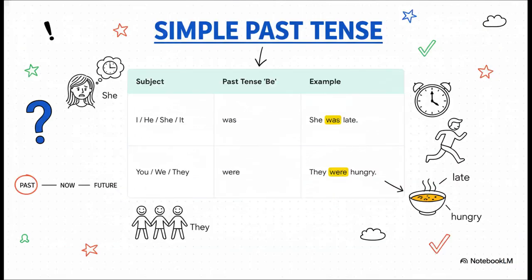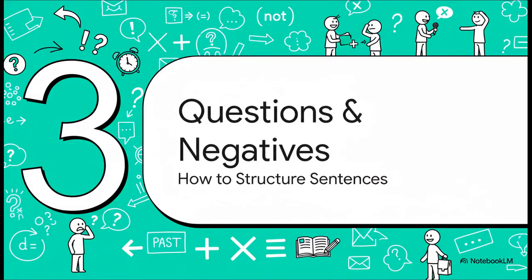And then we have our super special verb be. What makes it so special? Well, it's the only verb in the simple past that actually changes depending on who you're talking about. So for I, he, she, and it, you'll use was. For you, we, and they, you'll use were. Pretty simple, right? She was late, but they were hungry. See the difference?